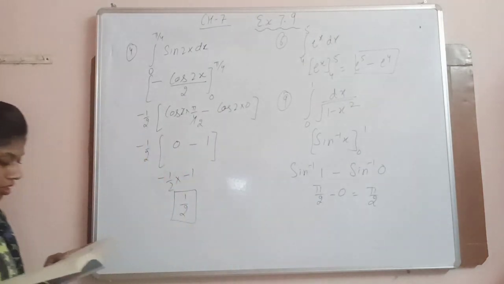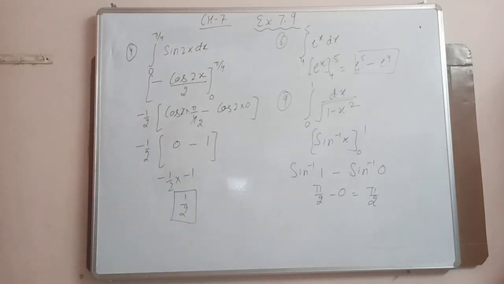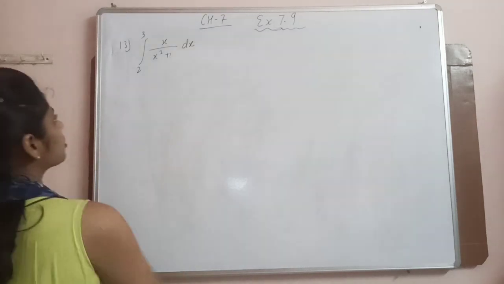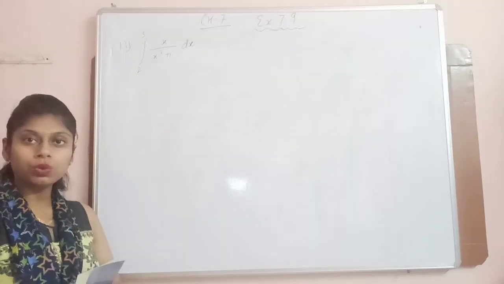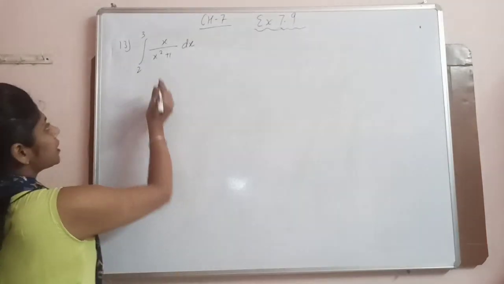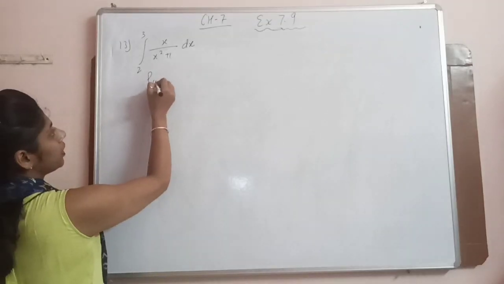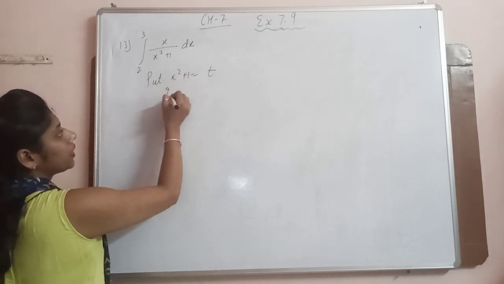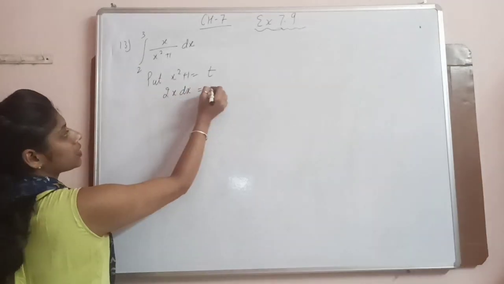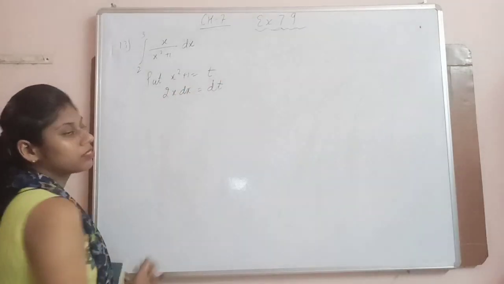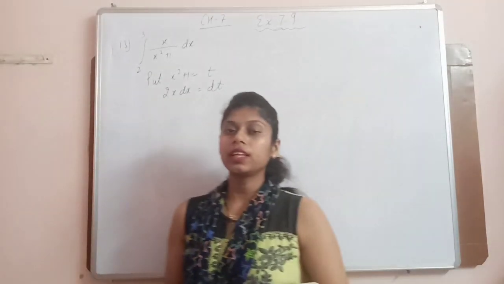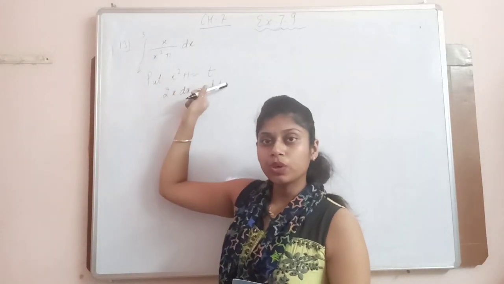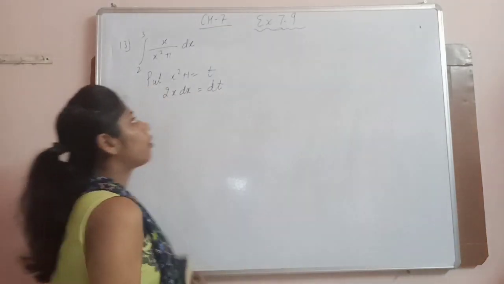In the 13th question, integration of x upon x square plus 1, limits are from 2 to 3. Firstly you have to do the substitution here. Put x square plus 1 equal to another variable t. Take the derivative, 2x dx equals dt. If you do the substitution in a definite integral, then you have to change the limits according to your new variable. How will you change?